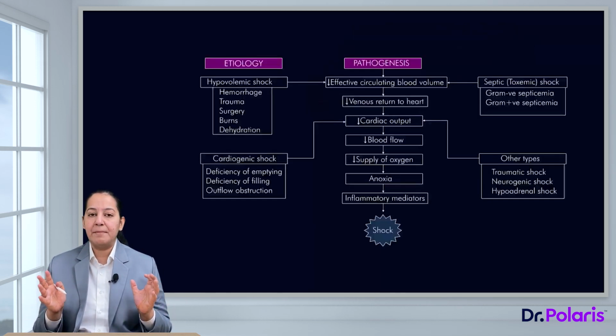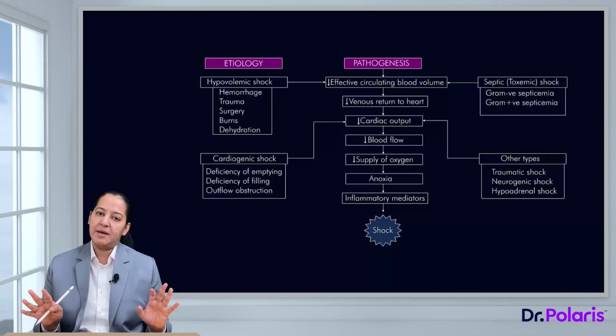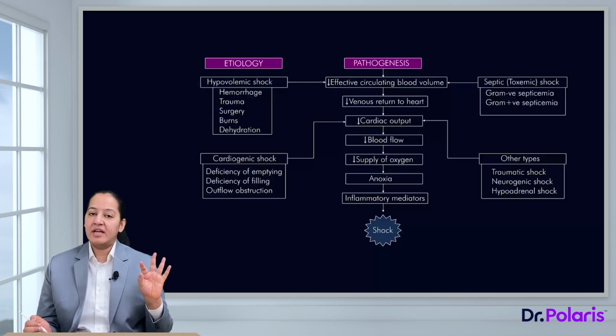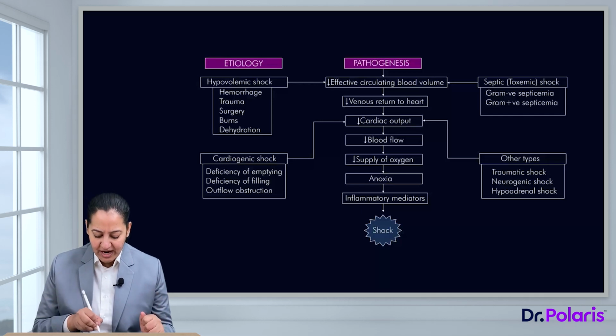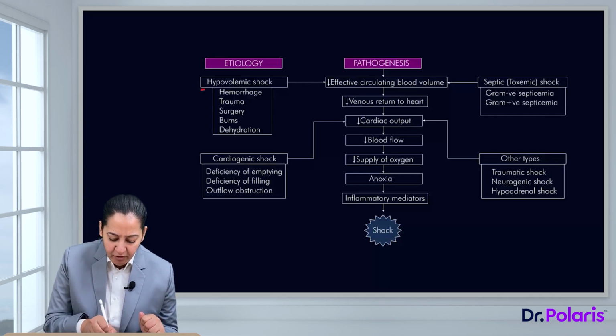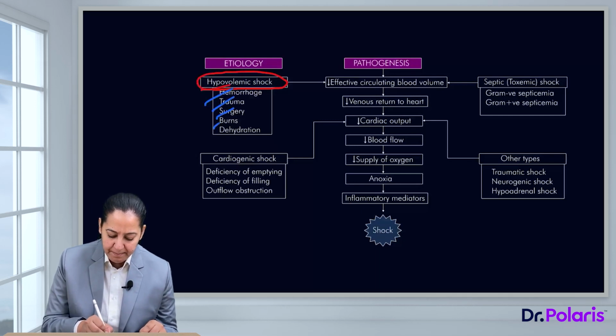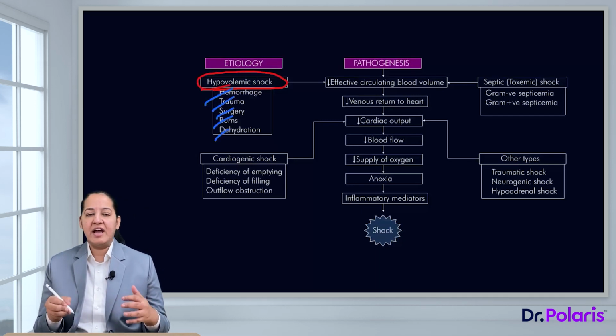Now see, this is the master flow chart explaining the pathogenesis of all 3 types of shock. In this flowchart only, I will be discussing the pathogenesis of all 3 types of shock, that is hypovolemic shock, cardiogenic shock, and septic shock. In this diagram, you can see if hypovolemic shock is there, the causes can be hemorrhage, trauma, surgery, burns, dehydration, that is diarrhea, vomiting, anything.